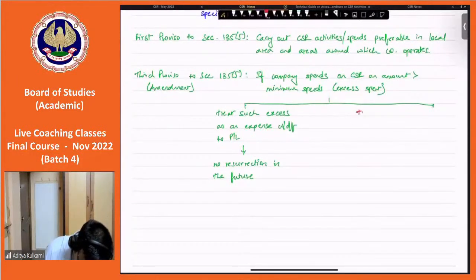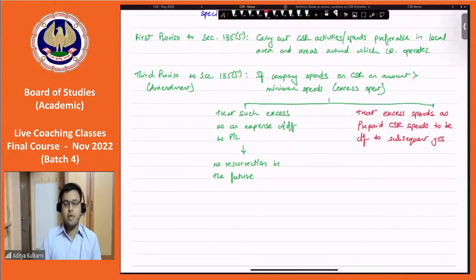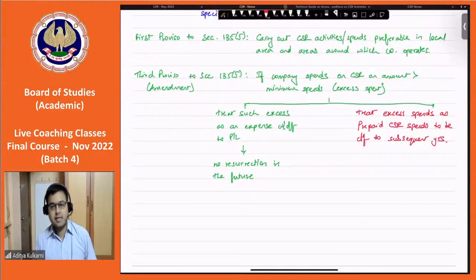And this is the amended part, what I am now going to write. Okay. Treat excess spends as prepaid CSR spends to be carried forward to subsequent years. Okay, so you spend say 3%. So that extra 1% that you have spent, treat it as an asset, carry it forward. So in the next year, if you spend less than 2%, you may not have the cash. So you can say, Acha, I had spent more earlier, which I am now adjusting.